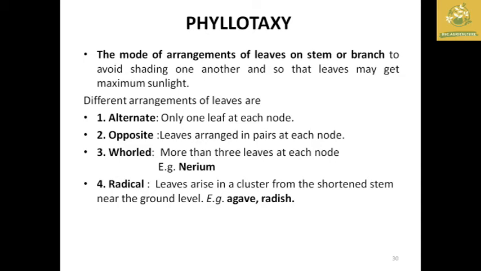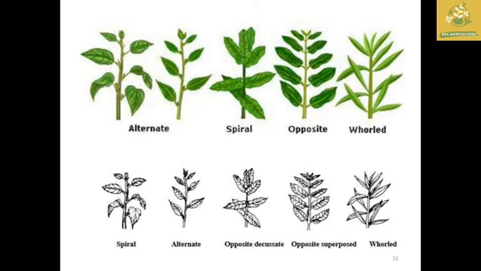The alternate is nothing but one leaf at each node, the leaves being present one after the other. Opposite is where the leaves are arranged in pairs, so at each node two leaves are present. Whorled is where more than three leaves are present at each node. Example Nerium. And radical is where the leaves are in a cluster form on a shortened stem near the ground level, known as radial phyllotaxy. Example agave and radish. So these are the different types of phyllotaxy that I have explained.